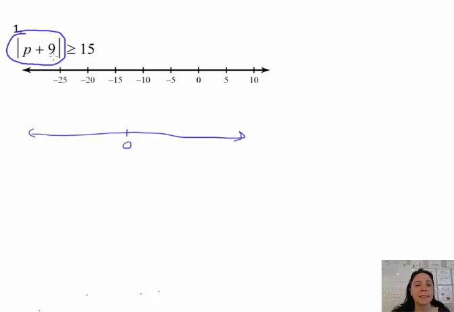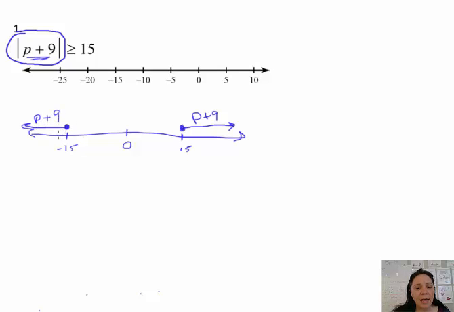What this absolute value inequality is telling me is that the absolute value of p plus 9 is greater than 15. Well, 15 as a distance, an absolute value from 0 is here at positive 15 and here at negative 15. And I know that this quantity p plus 9 is greater than that. So this distance from 0 is greater than 15. Well, that means that p plus 9, and it's a solid circle because it's greater than or equal to, p plus 9 must be out here, or p plus 9 must be over here.